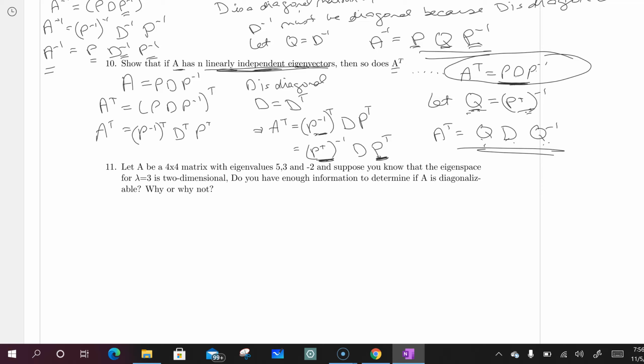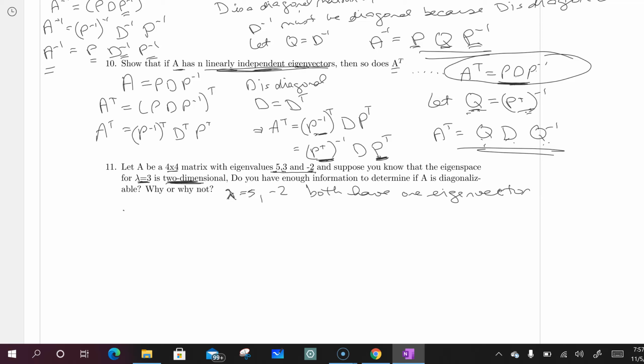All right, last one. So I've got a 4x4 matrix with 3 eigenvalues. Each one of these has at least one eigenvector. I know one of the eigenvalues is 2-dimensional, so this has 2 eigenvectors. So lambda equals 3 is 2-dimensional. I know that lambda 5 and -2 both have 1 eigenvector. Does that mean I can get 4?